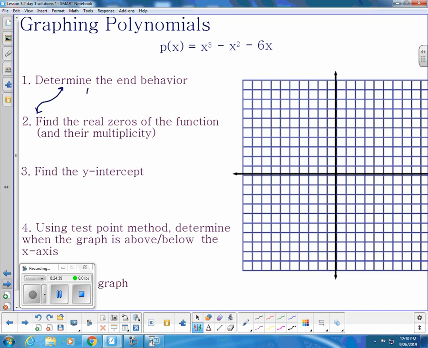So end behavior, if we're going to write an answer, we would write it in limit notation. The end behavior of p of x as x approaches negative infinity is going to be negative. The end behavior of p of x as x approaches positive infinity is positive infinity. But I would always do a little sketch so you know what you're doing. Find the real zeros and the multiplicities. So we have to factor.